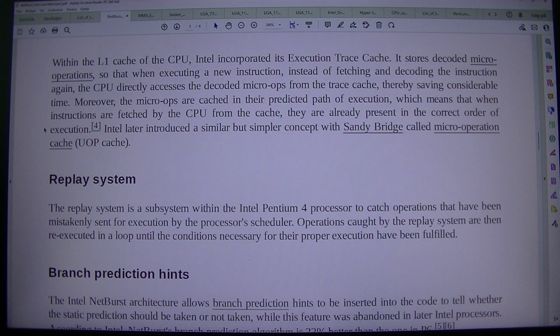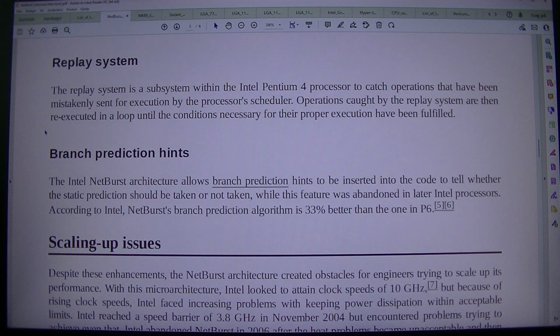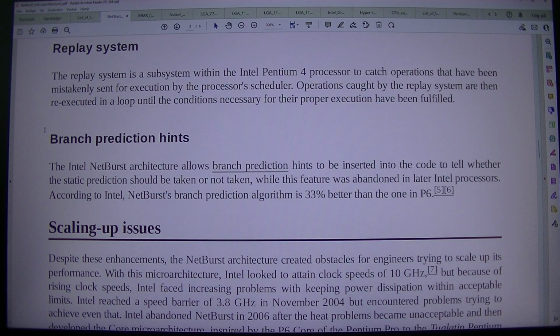Replay system. The replay system is a subsystem within the Intel Pentium 4 processor to catch operations that have been mistakenly sent for execution by the processor's scheduler. Operations caught by the replay system are then executed in a loop until the conditions necessary for their proper execution have been fulfilled.